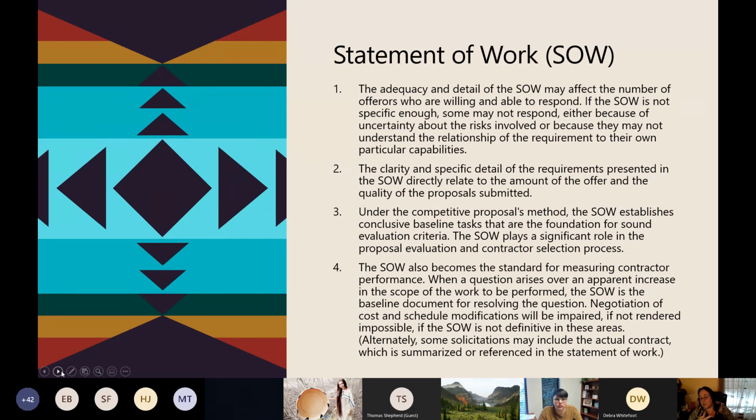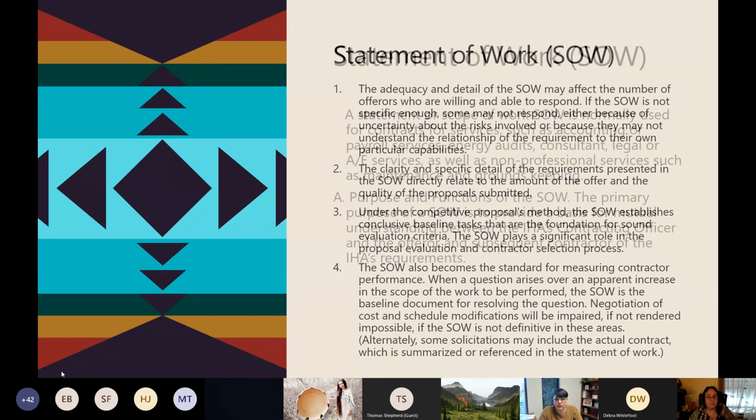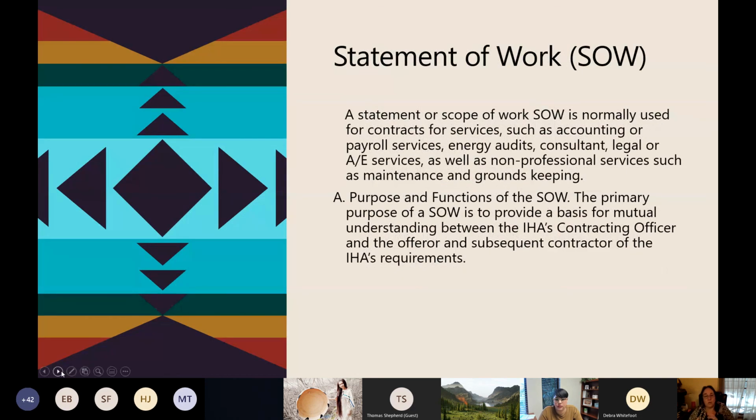Alternatively, some solicitations could include the actual contract, which is summarized or referenced within your statement of work. So a statement or scope of work is normally used for contracts for services such as accounting or payroll services, energy audits, consultants, legal and AE services, as well as non-professional services such as maintenance and groundkeeping.